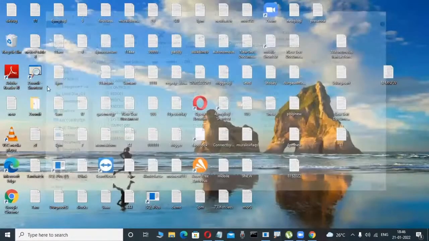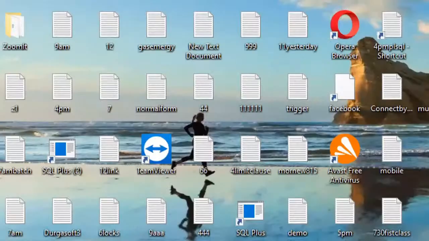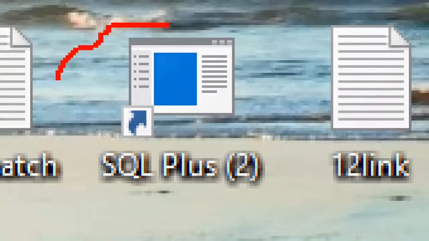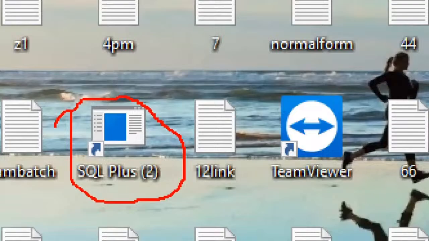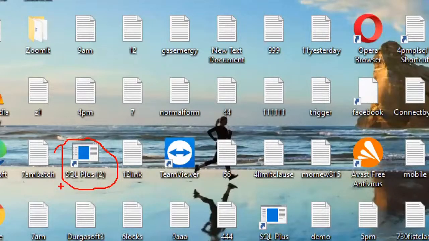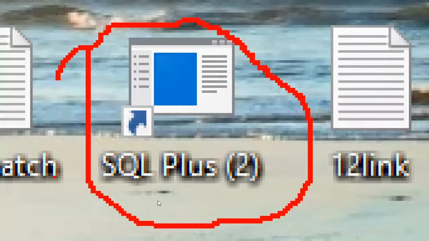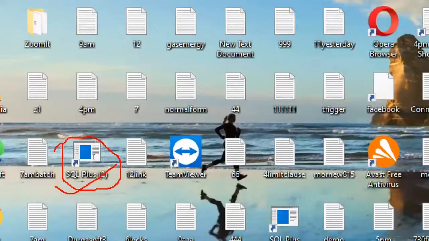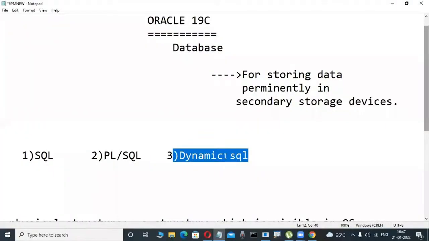Suppose in a screen only. Here, anybody observe it? What is this one? In my screen only, something is there, maybe. What is this one? I'm installing Oracle. What is this one? SQL Plus is there. SQL is a language, you have an idea. Okay, fine. PL/SQL is a language, some coding is there. Dynamic SQL is a language. Daily we are writing coding.